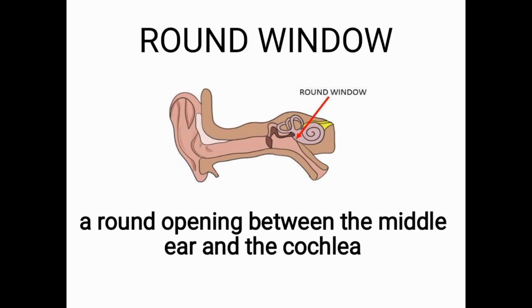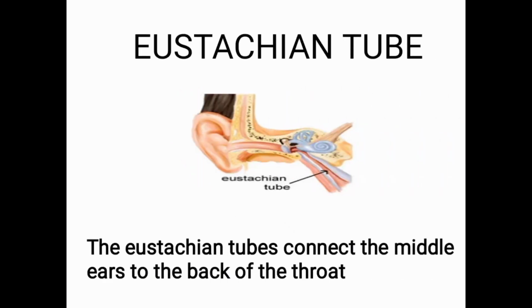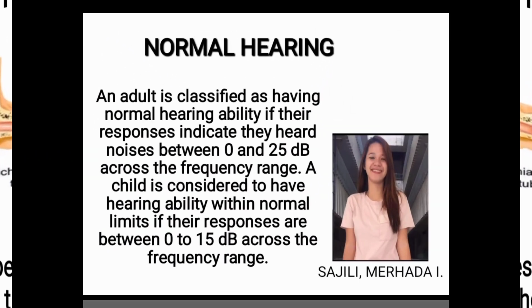Round window, a round opening between the middle ear and the cochlea. The round window is one of two openings from the middle ear into the inner ear. Eustachian tube. The Eustachian tube connects the middle ear to the back of the throat. The tubes help the ears drain fluid. They also keep air pressure in the ears at the right level.